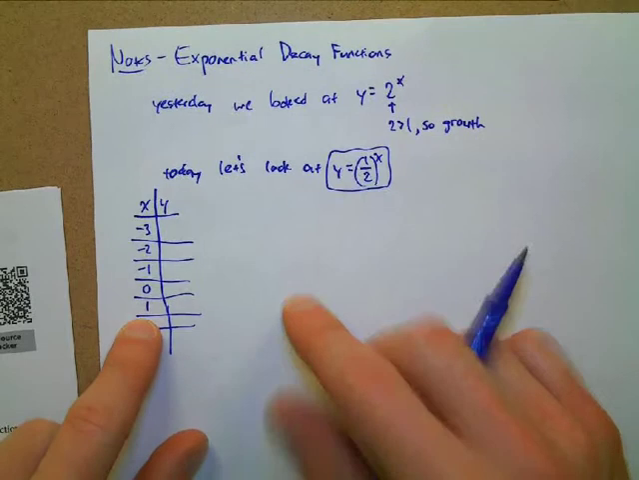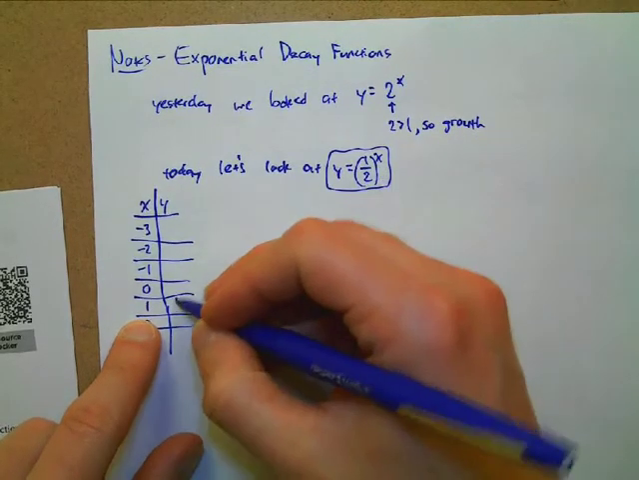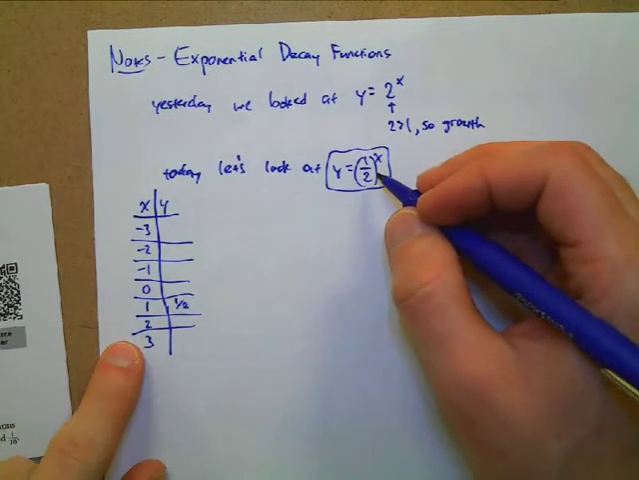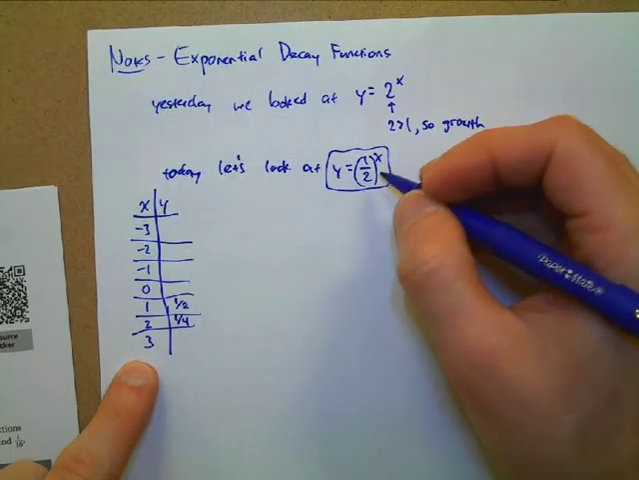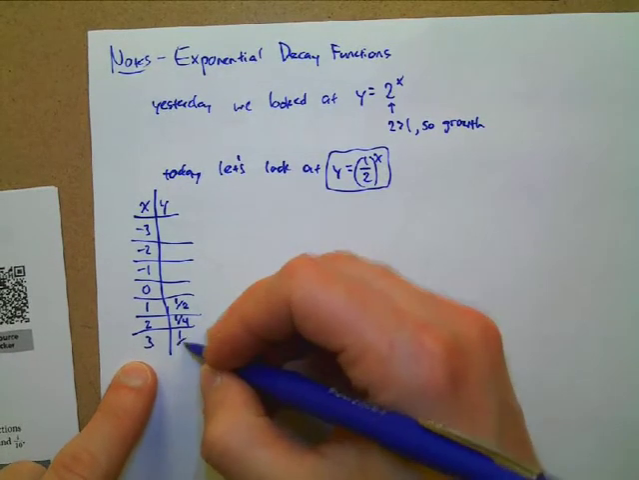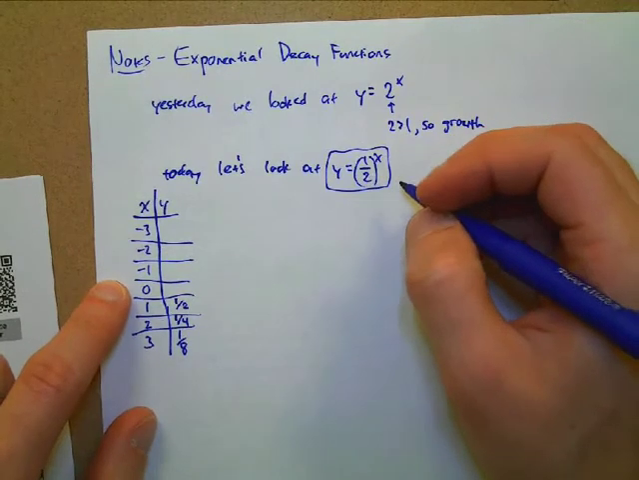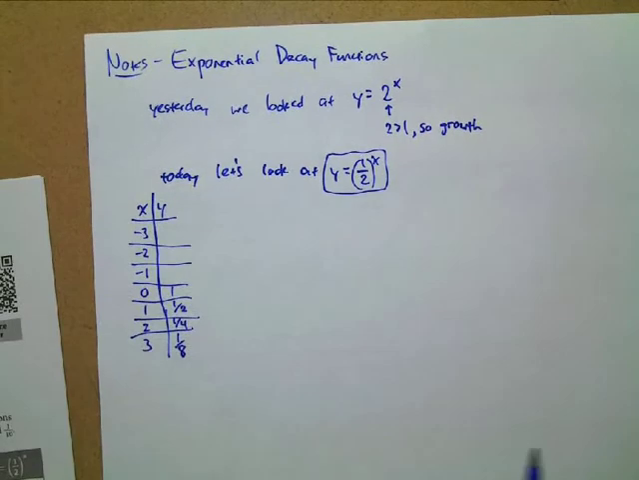What's 1/2 to the first power? 1/2. What's 1/2 squared, or 1/2 times 1/2? 1/4. And what's 1/2 times 1/2 times 1/2? 1/8. What about 1/2 to the 0? Anything to the 0 power is going to be 1, except for 0. 0 to the 0 power is actually indeterminate form, but anyway.